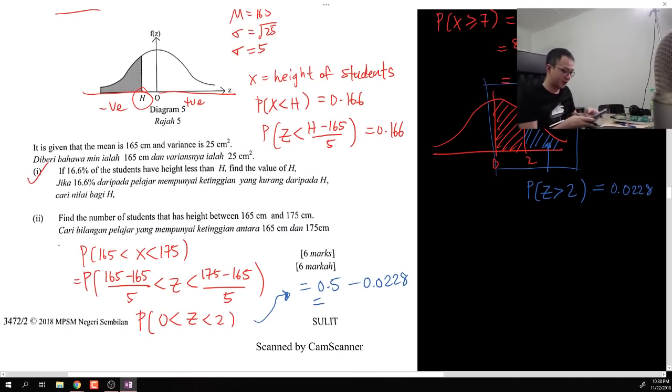So this is what I did. 0.5 minus 0.0228, I will have 0.4772. And with this number, I want to get the number of students. So I will use 1500 multiplied by this number, and then I will get a rough value, which is 715 students.